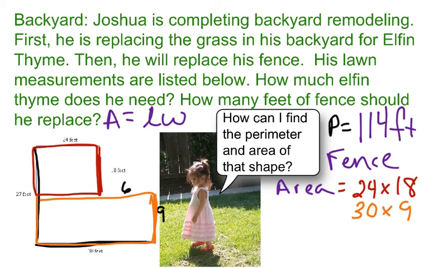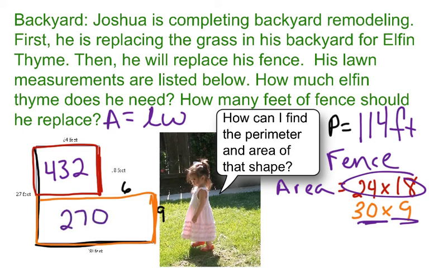So first I can multiply 24 times 18, and I would get 432. Then I can multiply 30 times 9. 3 times 9 is 27. Add the 0. And then I can add my totals together. 432 plus 270 is going to give me an area of 702 square feet of elfin time.